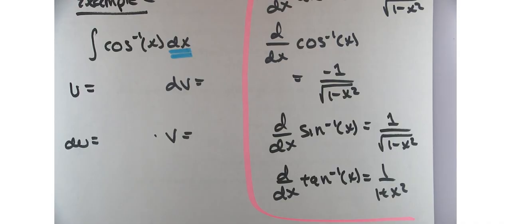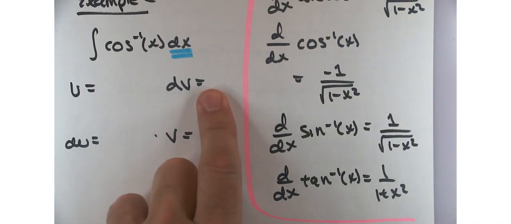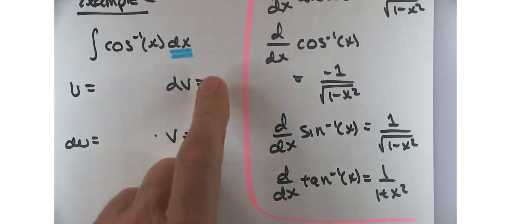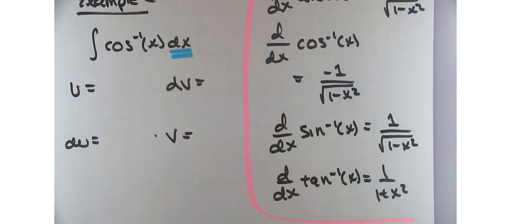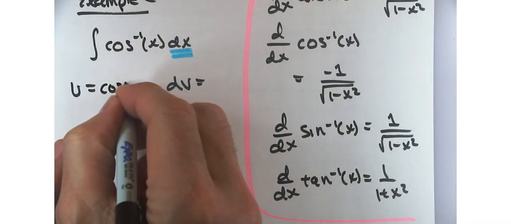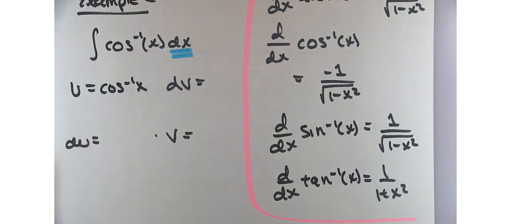Let's think about it. What would be the problem with putting arc cosine here? Well, we're trying to find its antiderivative. So putting it here means you have to find its antiderivative. That would almost feel circular. We don't know what it is. That's why we're doing this one. So that kind of pushes this one over here, cosine of x. What does that leave me for my dv term? Dx.